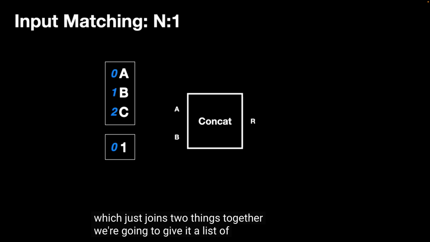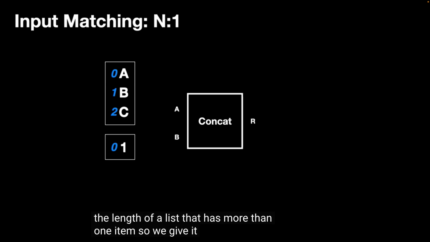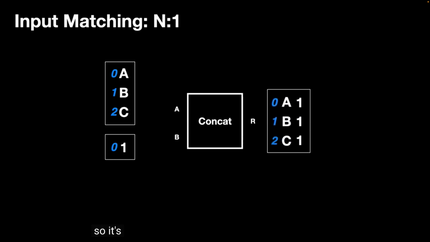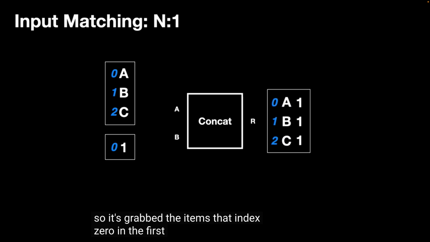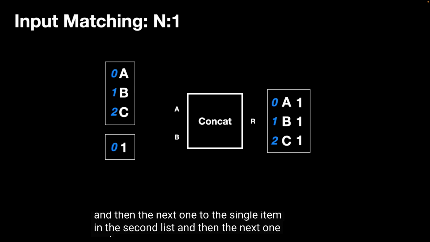We're going to give it a list of length n. In this case, n equals 3, but I'm using n generically to refer to the length of a list that has more than 1 item. So we give it a list of length n into the first input, and a list with a single item into the second input. It will match that item to every item in the list, like so. So it's grabbed the items at index 0 in the first list and matched them up to the single item in the second list, and then the next one to the single item in the second list, and then the next one, and so on.